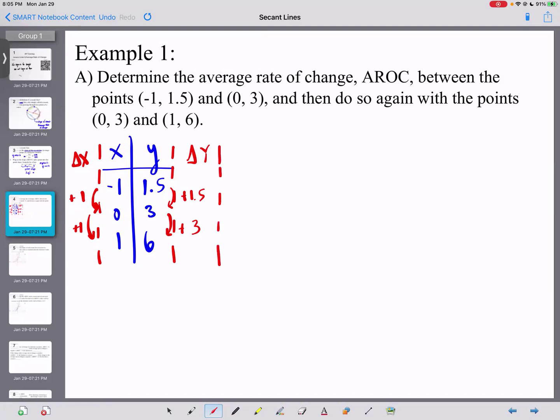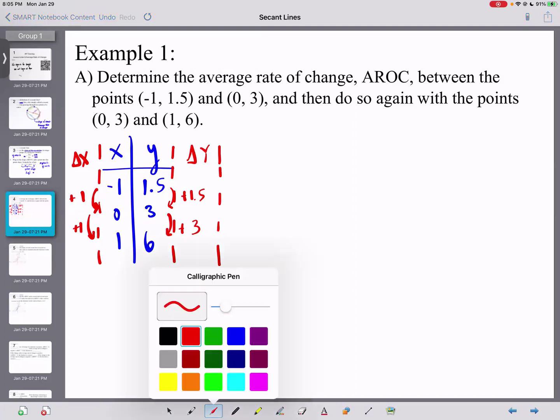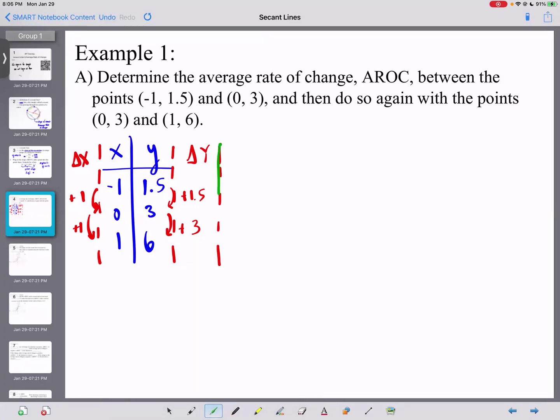So the first AROC, and I'm going to go over here now. Maybe I should change colors just to see clear. What I'm now going to do is find an AROC. AROC was the change of y's divided by the change of x. And so we're going to have two different values here. The first one would be 1.5 divided by 1, and the second value would be 3 divided by 1.